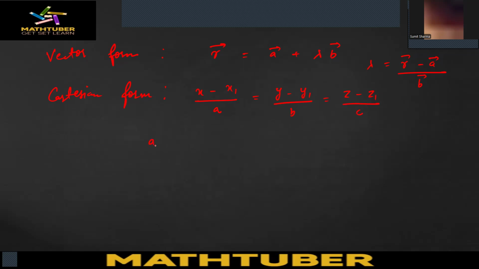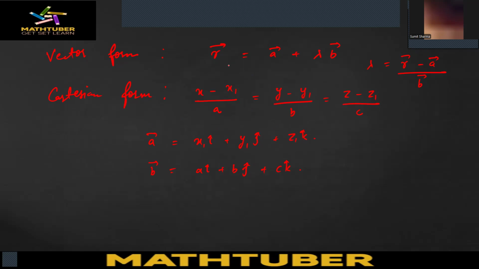As we know that a vector is equal to x1 i cap plus y1 j cap plus z1 k cap. And the B vector is a i cap plus b j cap plus c k cap, right? So this is the Cartesian form which can be derived from the vector form. Actually, you have to learn both of them, but the Cartesian form can be easily derived from the vector form. So we have to learn the vector form, right?